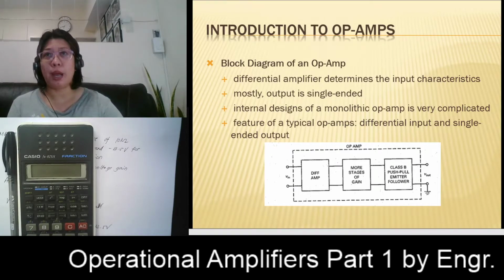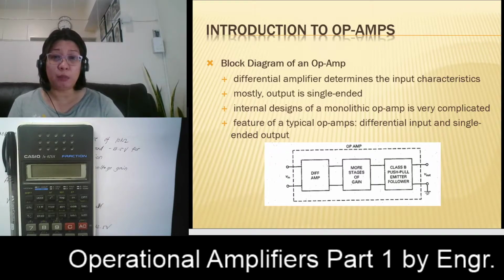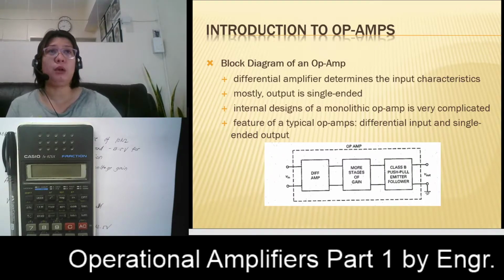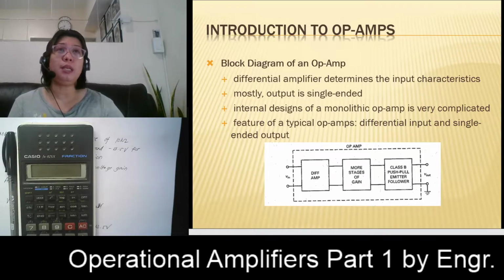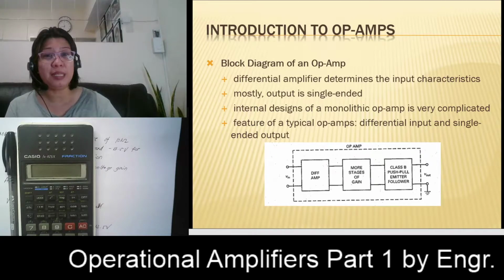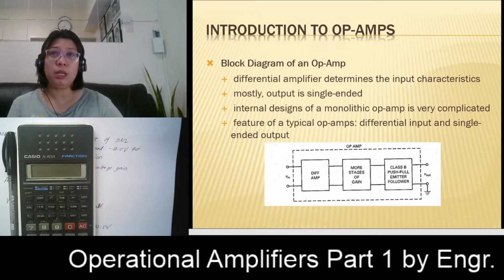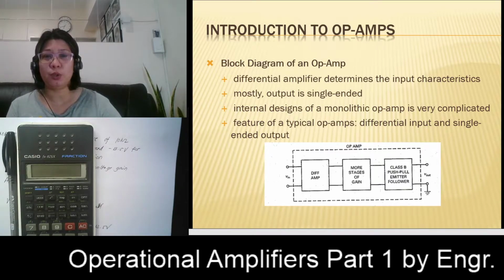Not all op amps are designed like this. Some do not use a class B push-pull emitter follower at the output side, and others may have a double-ended output. As you can see, since this is just a block diagram, it is not as simple as it may look. It usually consists of dozens of transistors.